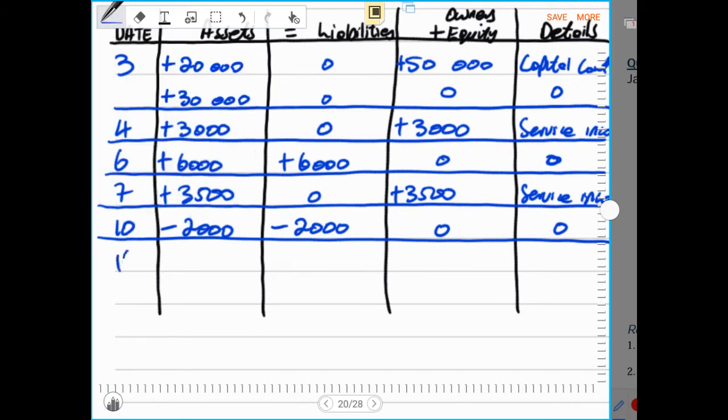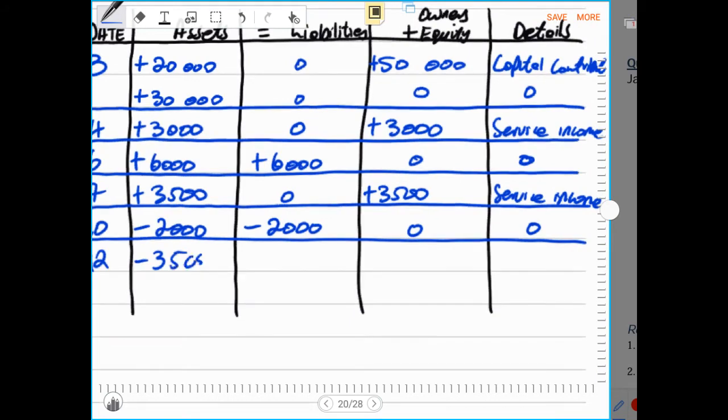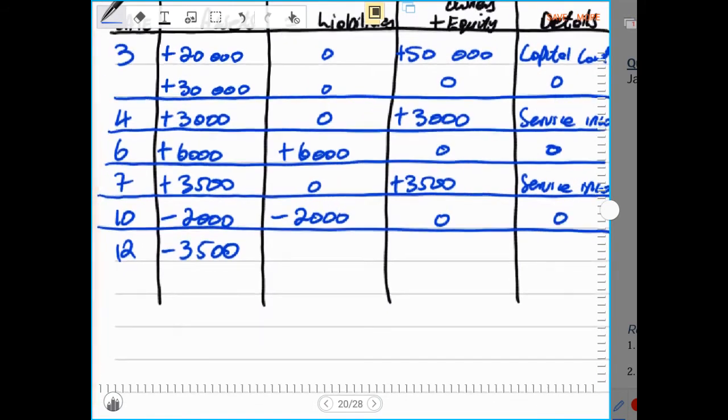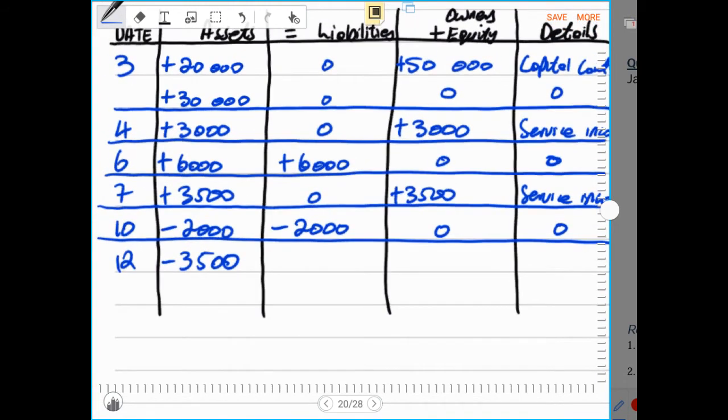So now that will be on the 12th minus 3,500. What does this 3.5 mean? This 3.5 is, it's not 3.5, it's 1.3. We are saying 1.3. This 1.3 is reducing the 3.5 because previously the customer was owing the medical practitioner 3.5. So now we are reducing that 3.5 by 1.3.